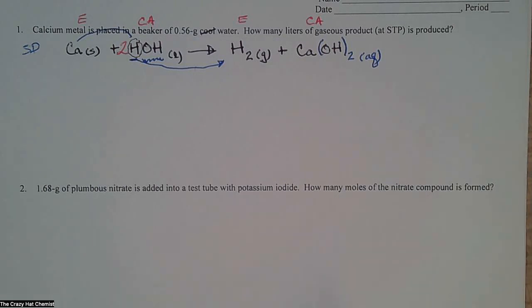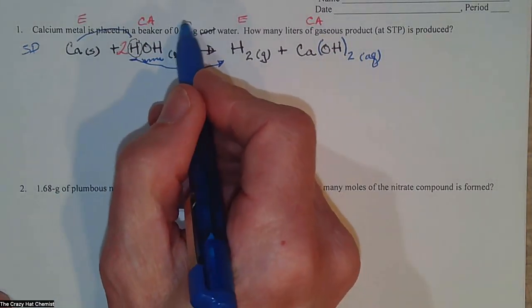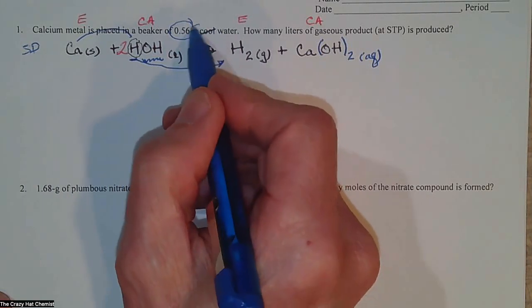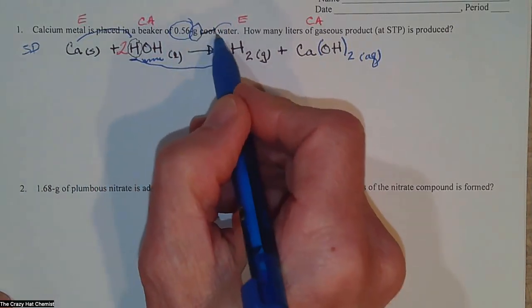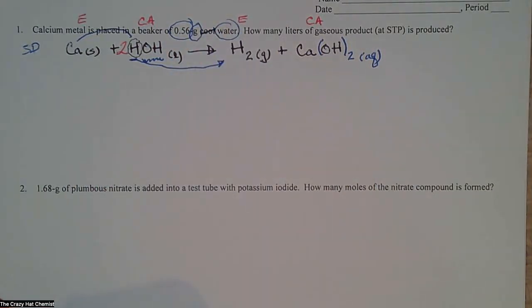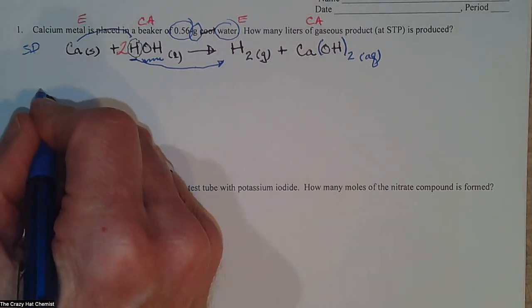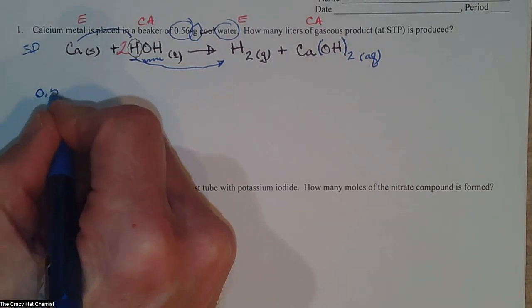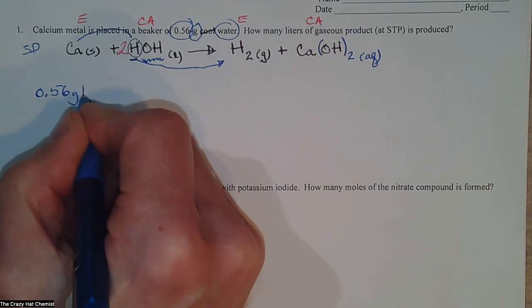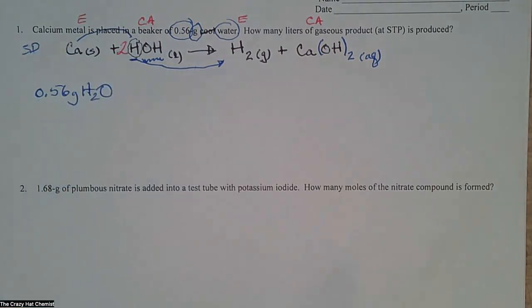All right, now what we're going to do is start off with the number that we have, which is 0.56, and then the units, that's grams, and then the formula, and that is water. So we're going to actually start off with that. So it's 0.56 grams of H2O. So that's what we're going to start off with right there.